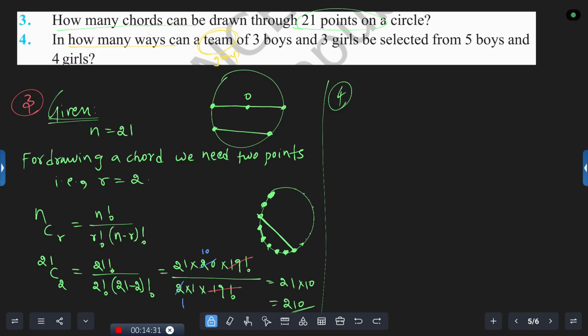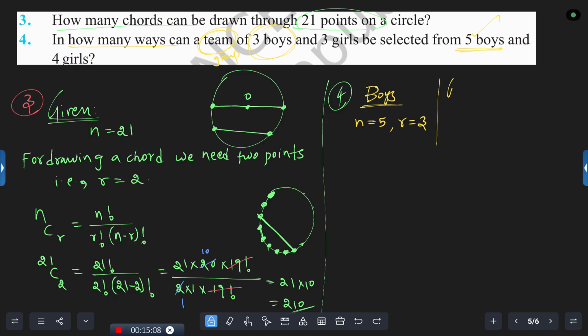So there are 3 boys and 3 girls to be selected from 5 boys. Listen carefully, first for boys. Actually we have 5 boys. What did they say? 5 boys. How many boys are they selecting? 3 boys. From the group of 5, they are selecting 3 boys now. What is the 3? The selecting number is r, and the total number is n.